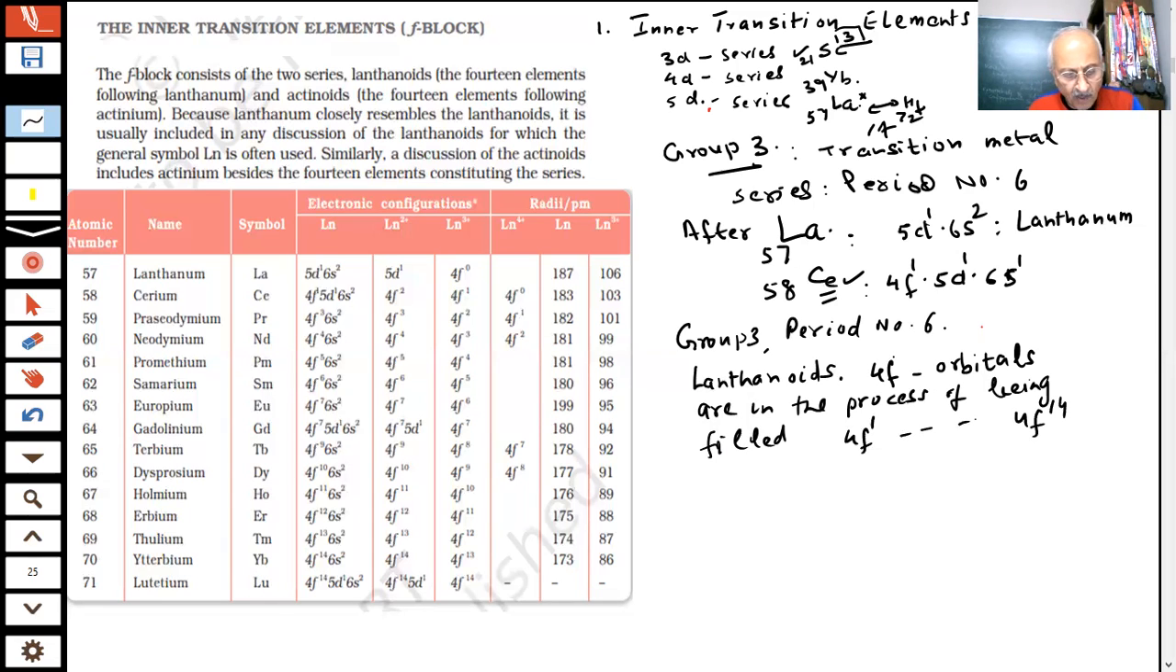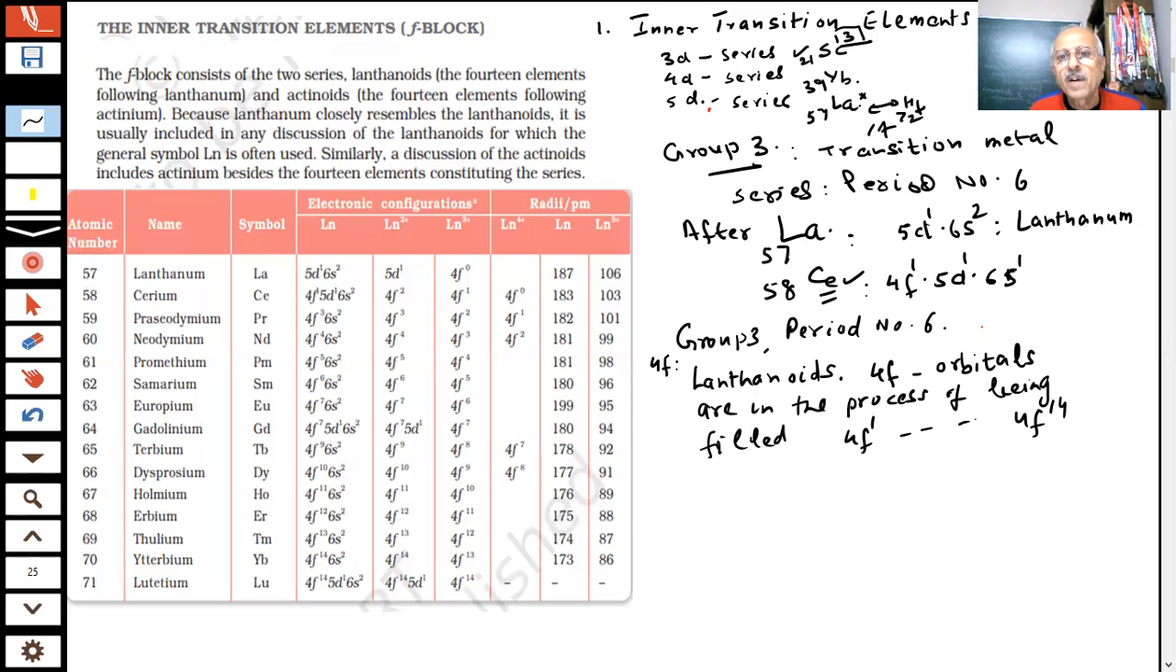They are born out of the transition series. So this is the first one which we have called inner transition elements. The f block consists of two series. The first series, which I have talked about, is which one? Lanthanoids. This is lanthanoids, the 4f.